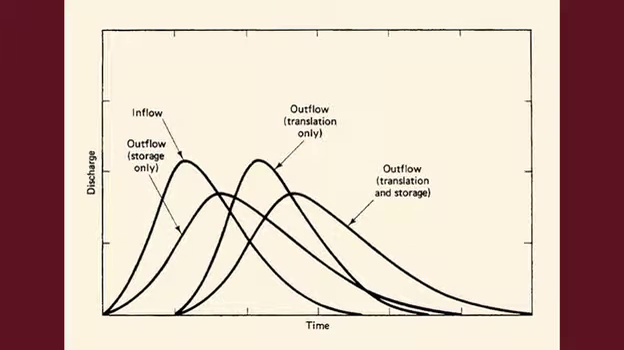In stream channel routing, the situation is reversed, with translation being the predominant mechanism and storage usually playing only a minor role. This is the reason why kinematic and diffusion models are useful tools in stream channel routing. In catchment routing, translation and storage are about equally important. This fact makes possible the separate calculation of translation and storage. The translation effect is related to runoff concentration. The storage effect is related to runoff diffusion.